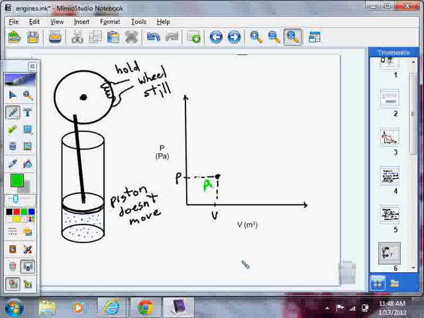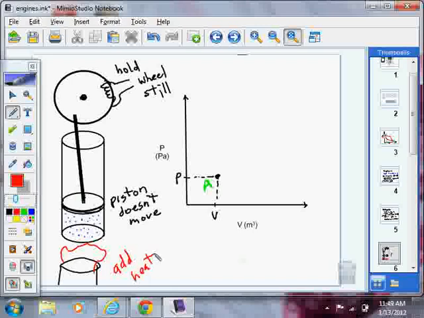So we have the gas, it's in its original condition with its original pressure, original temperature, original volume. We're holding the wheel still so the piston can't go up and down. And we're going to add heat, baby. That's right, because that's what an engine needs. It needs heat. So we're going to put a Bunsen burner underneath it. Here's the flames. And we are going to add heat, baby.